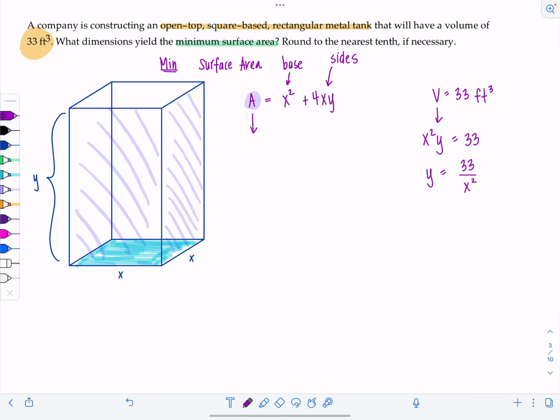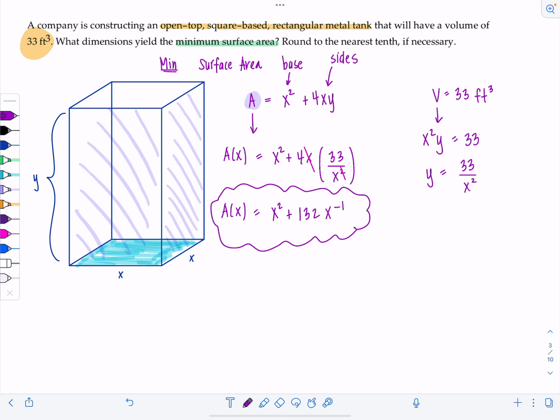And then now I can say A is a function of x alone, and it equals x squared plus 4x times 33 over x squared. Look at us. Let's clean it up because the next thing I'm going to need to do is take a derivative. So A of x is x squared plus 4 times 33 is 132. And then this x is going to cancel with one of the x's here. I'm going to write it as x to the negative first instead of over x because I know I'm going to need to take a derivative next.